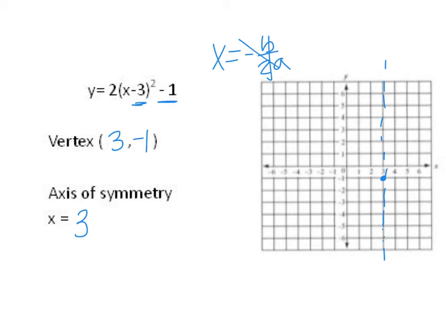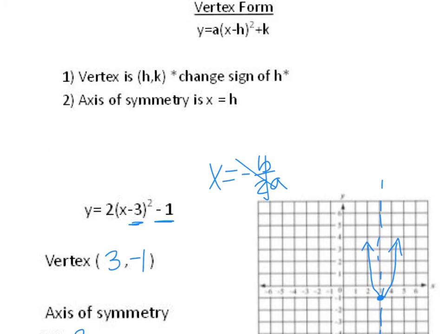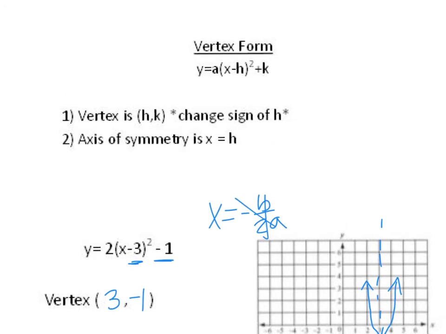The only thing I'm going to really have us do, this is going to be a parabola that opens up, and it's going to be kind of skinny, and we're going to talk about that tomorrow. So go ahead and just draw in a quick parabola here, making sure that your vertex here is 3, -1, and that it's going up. So that's vertex form. Once again, you can just see the vertex, and then the axis of symmetry, of course, follows along with that.